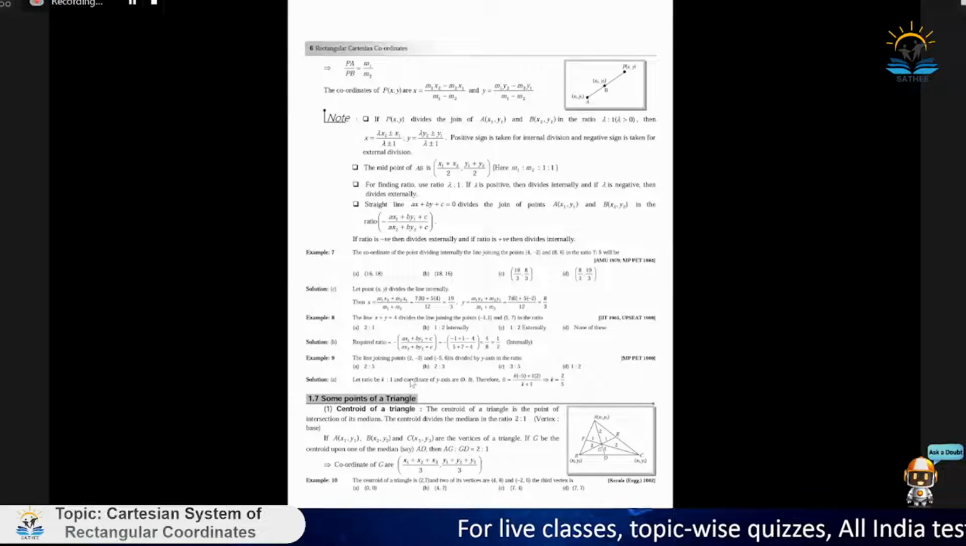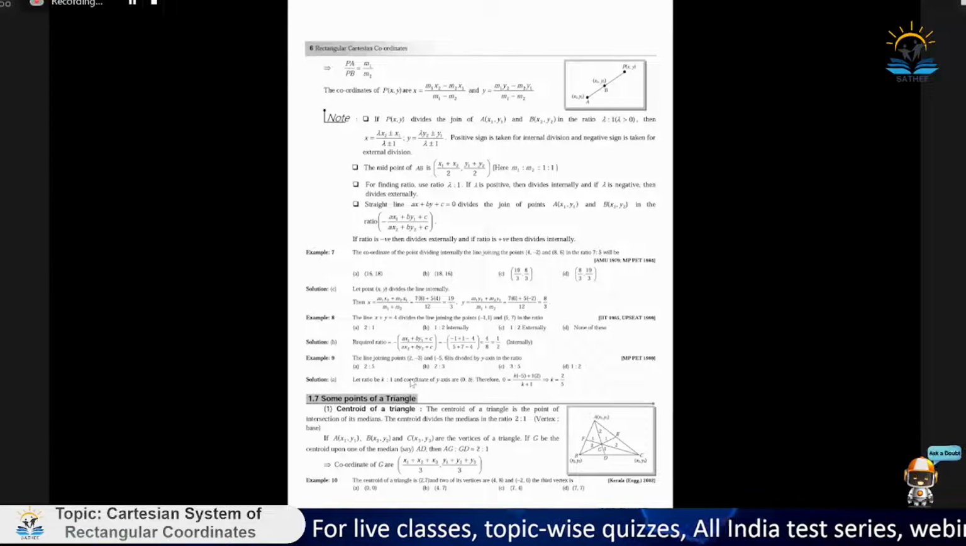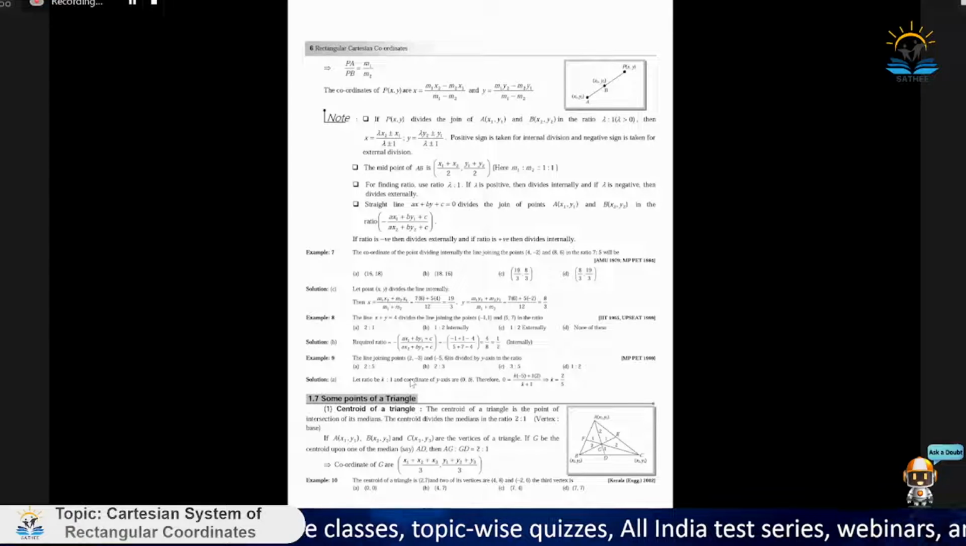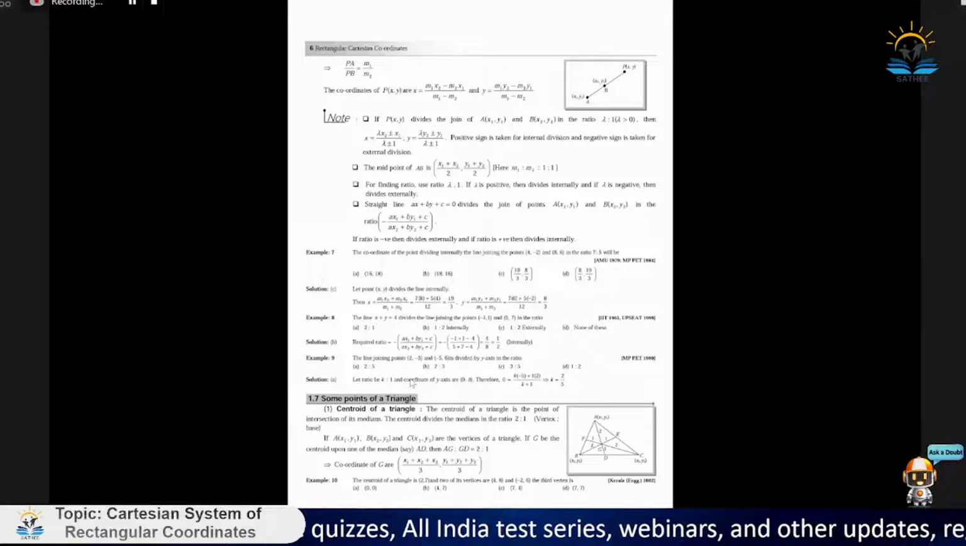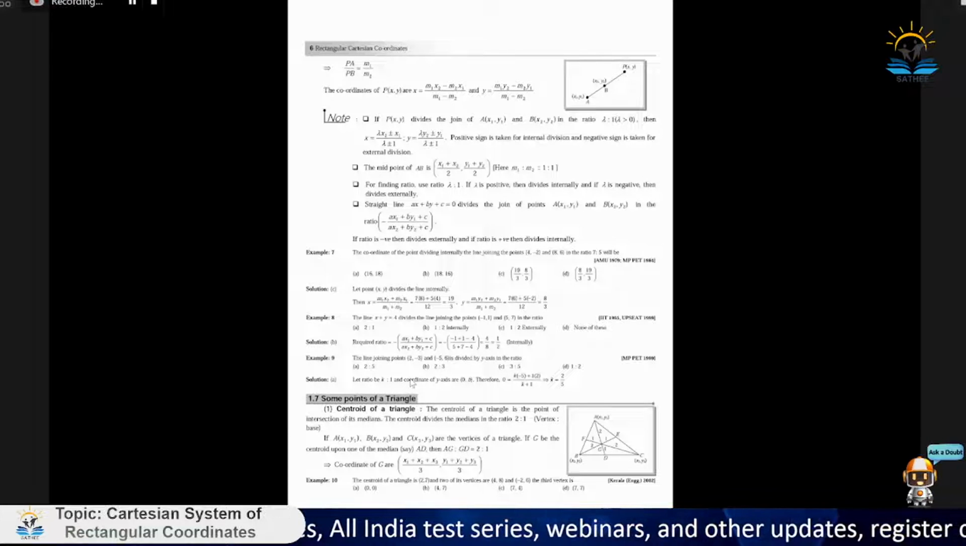So centroid is nothing but the intersection of the lines which are the medians, like the intersection of all the medians of the triangle. So the centroid is the point that divides the median in the ratio 2:1.